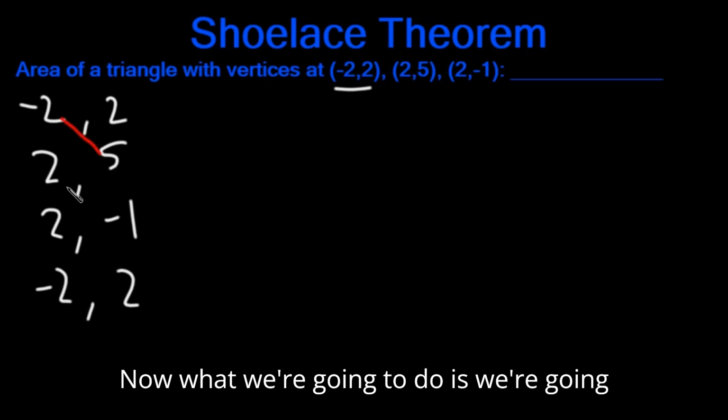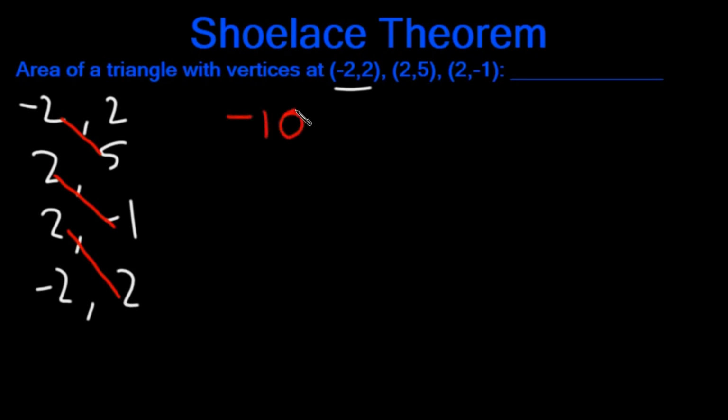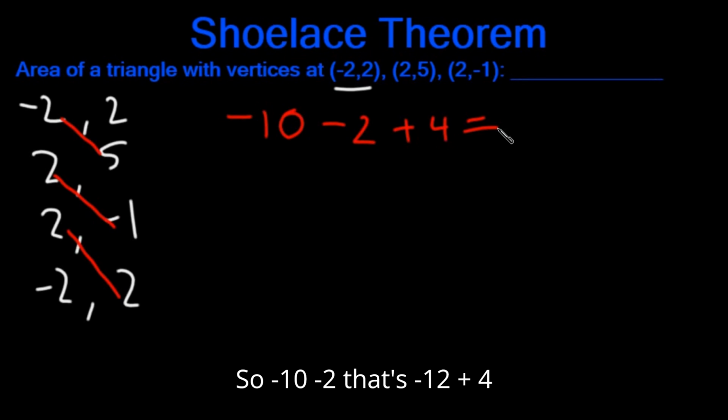Now what we're going to do is multiply all of these pairs. So -2 times 5, that's -10. 2 times -1, that's -2. And 2 times 2, that's 4. So -10 minus 2, that's -12. Plus 4, that's -8.